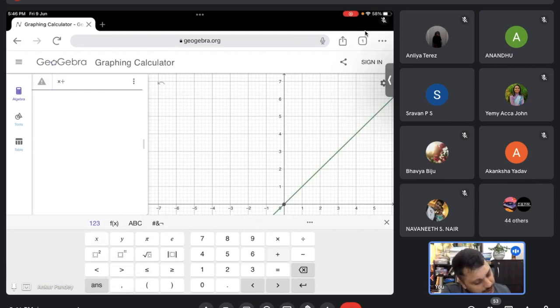x plus 2y minus 3. Is this an equation of a line or not? Tell me. Yes, sir. 2x minus y plus 2. Is this also the equation of a line?